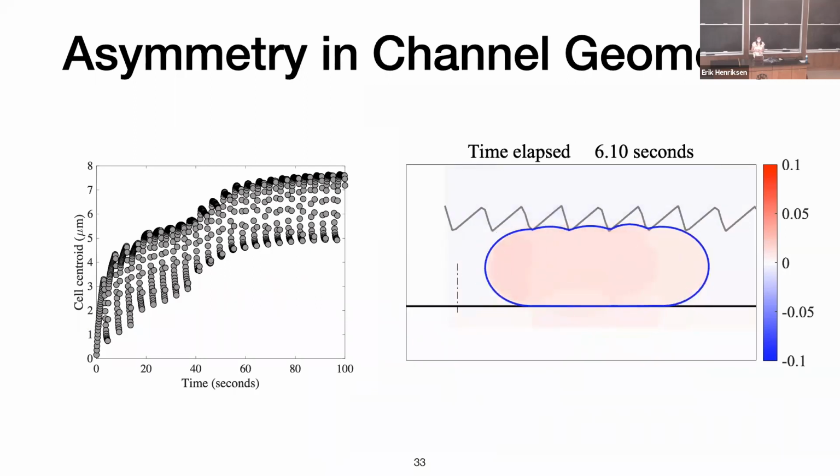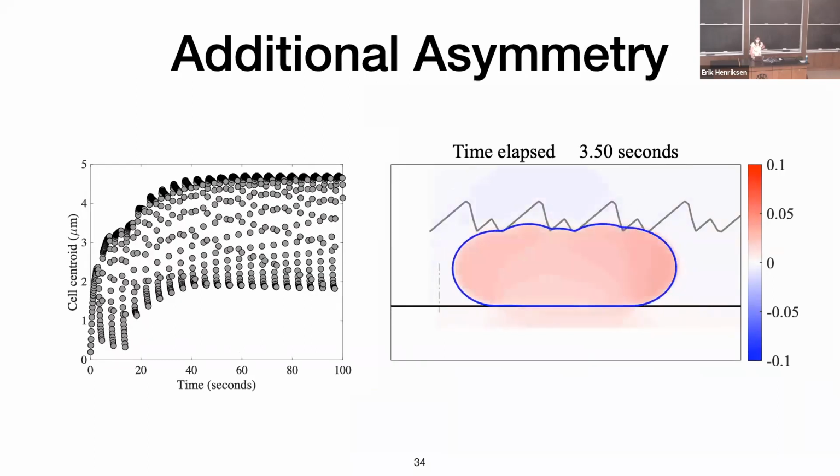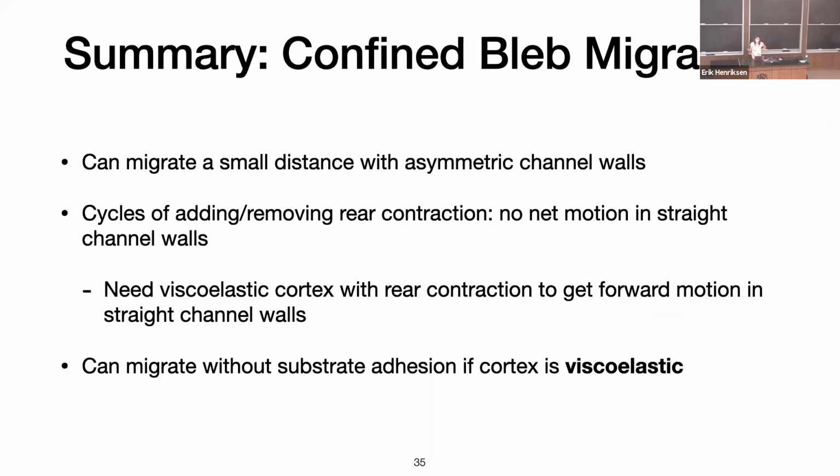So we tried an asymmetric channel wall. What we see is that we can get some motion, but not a whole lot, through cycles of bleb expansion and retraction. The same with adding more asymmetry: a little bit of motion, but not too much. I don't have the results yet because this is still a new realization. But with just cycles of blebbing, you need some asymmetry to get a little bit of motion, but you can't get a whole lot.